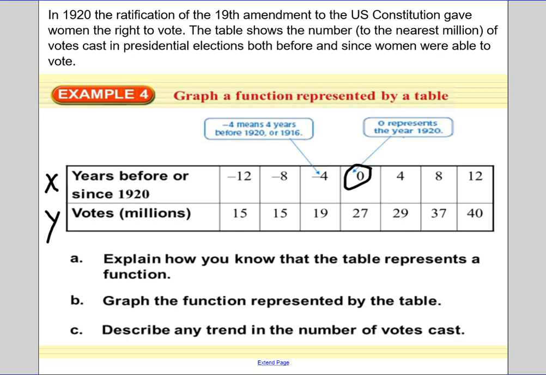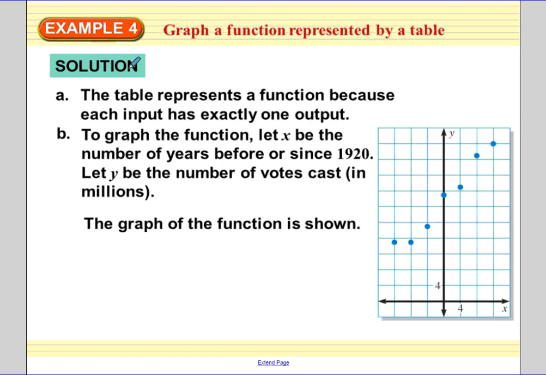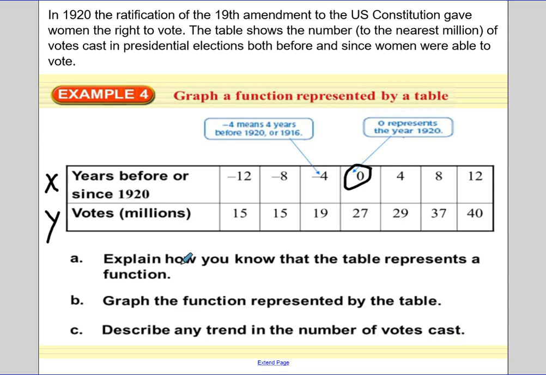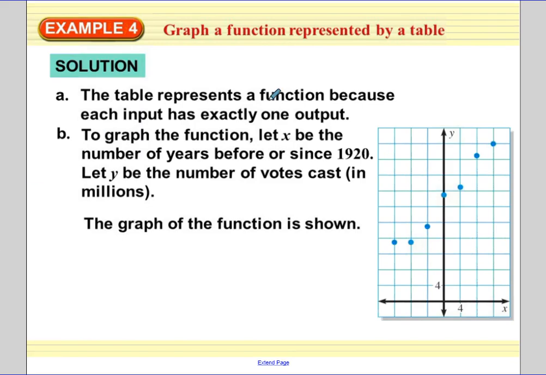All right, so let's look at how we're answering some of these problems. So first, A, explain how you know the table represents a function. Well, we know that a function has to have, for every input, one output. And we learned that in chapter 1, so you'll have to remember that. If you remember, we had that vertical line test, to make sure that none of the points are on top of each other if we go along like this.